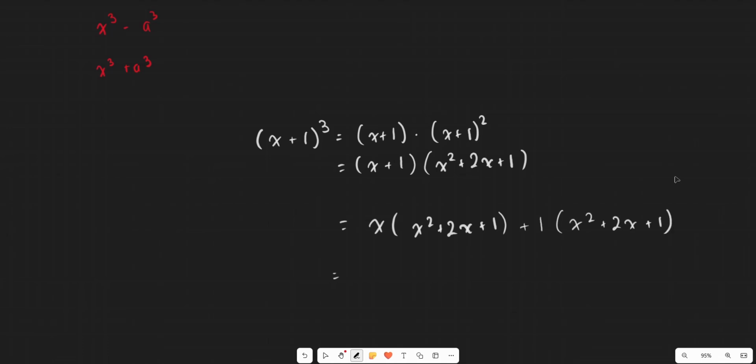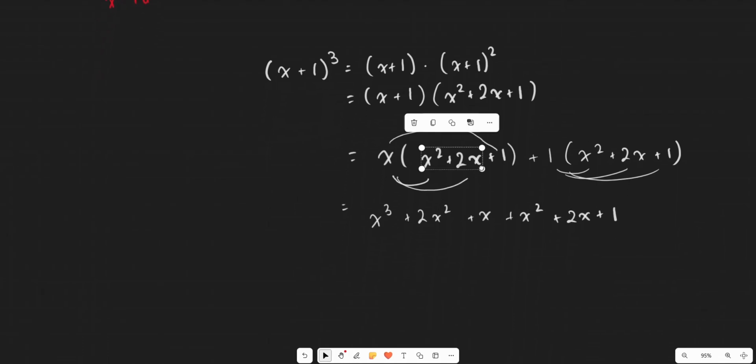Okay, so if we distribute the x here, we would get x times x squared, which is x cubed, then x times 2x, which is 2x squared, and then x times 1, which is x. And then 1 times all of this remains to be the same, so multiplying by 1 doesn't do anything. So we could just rewrite the polynomial.